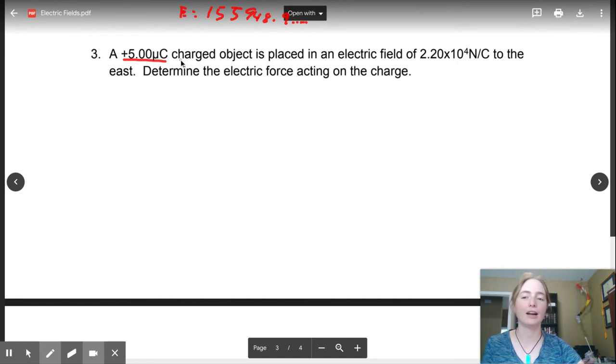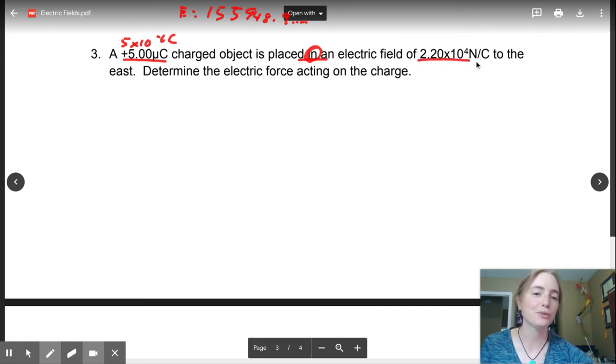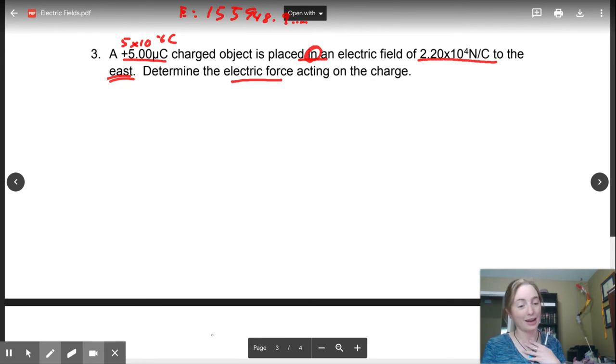So a positive 5 microcoulombs, so that's 5 times 10 to the power of negative 6 coulombs, charged object is placed in an electric field of 2.20 times 10 to the 4 newtons per coulomb to the east. Determine the electric force acting on the charge. Now notice I didn't say magnitude. Force is a vector, so therefore I'm going to want direction. All right. So ladies and gentlemen, the hardest part about this question is going to be the direction. So once again, I could either find direction first or magnitude first. It doesn't matter. I'll shake it up a bit.